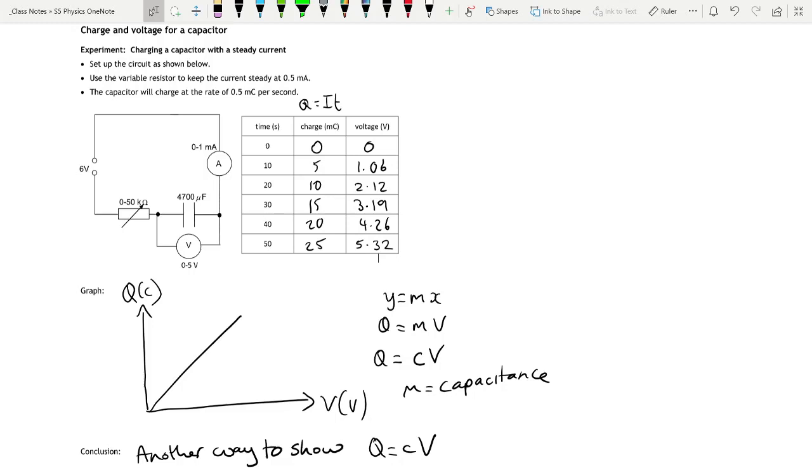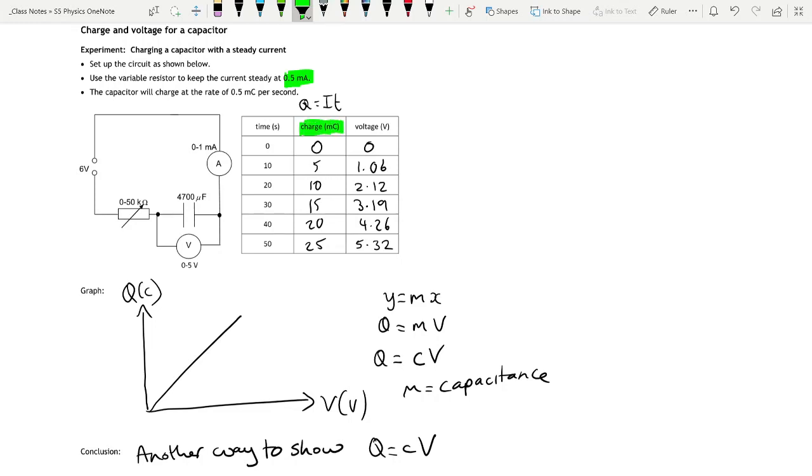Sorry, every 10 seconds you measure the voltage across the capacitor. And if you're keeping the current steady at 0.5 milliamps, then you can work out the charge by using the equation charge equals current times time. So this column here is just working out a sum.